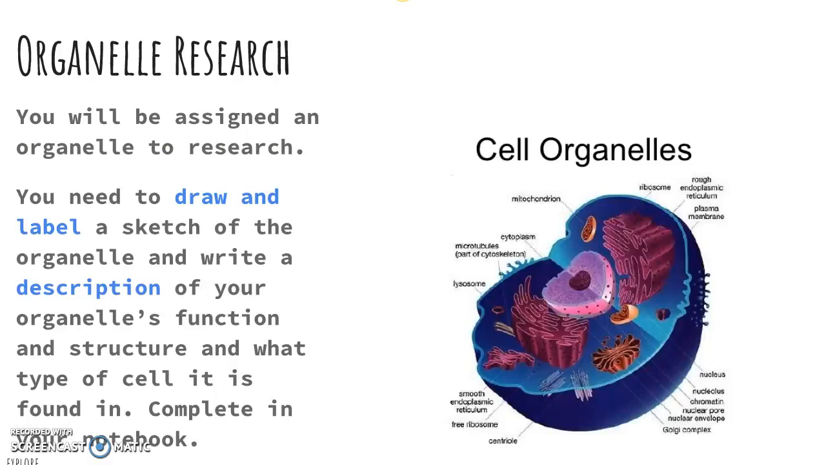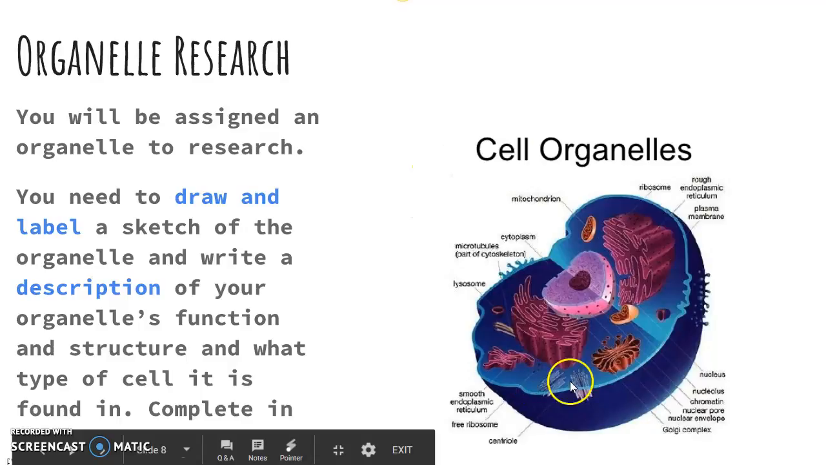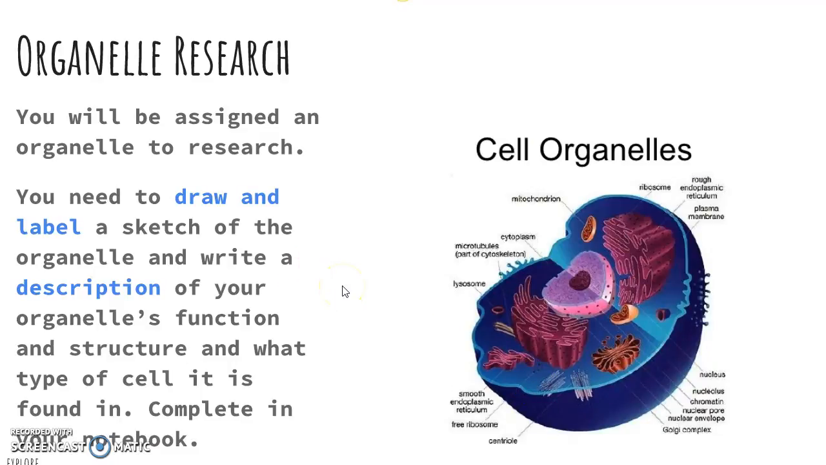Then their first actual assignment was to do organelle research. They were assigned an organelle each, and they had to draw and label a sketch of the organelle. The diagrams did not need to be very elaborate, they just needed to be concise. And they wrote a description of the organelle's function and structure and how they work together. And they did this in their notebooks. They do a lot of stuff in their actual science notebooks. It's just some of the organelles that they might have come across. And they had organelles from plant, animal, and bacterial cells.